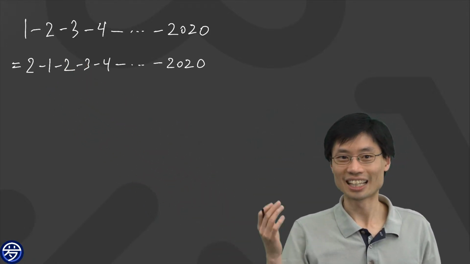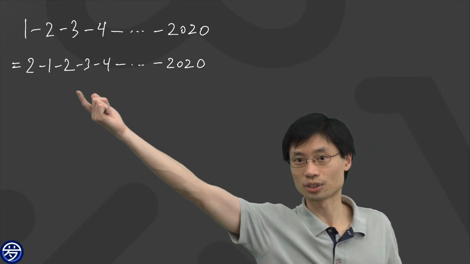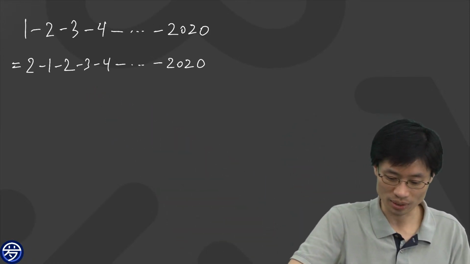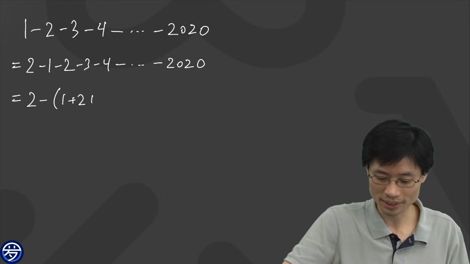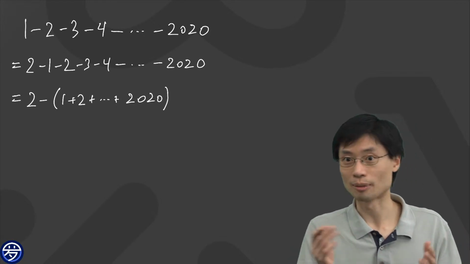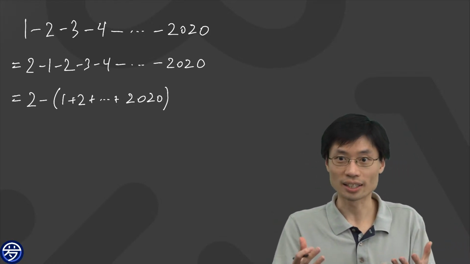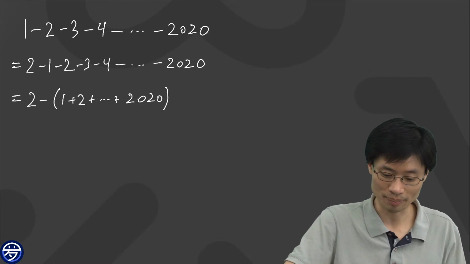All right? And now this is another way to look at it. It's 2 minus the sum of the numbers from 1 to 2020: 1 plus 2 plus ... plus 2020. I like to use the sum from 1 to 2020 because I do that a lot, and that will help me not make a mistake.